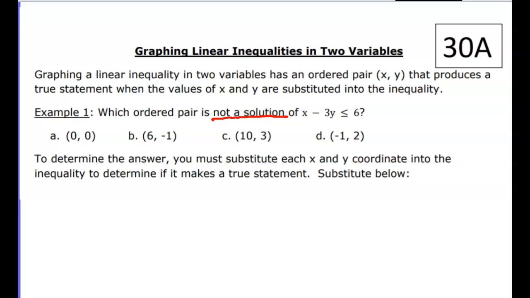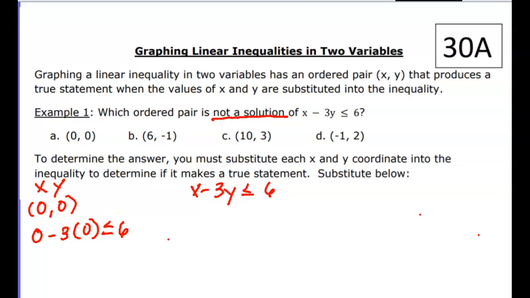We have the ordered pair 0, 0. So if we have the inequality, x minus 3y is less than or equal to 6, and we substitute in 0, 0 for x and y, we get 0 minus 3 times 0 is less than or equal to 6. And then we just follow our order of operations. Well, this is 0. 0 is less than or equal to 6. That's a true statement, so we do know then that it is a yes. So it is a solution to that. Okay, but our question's asking which one is not.